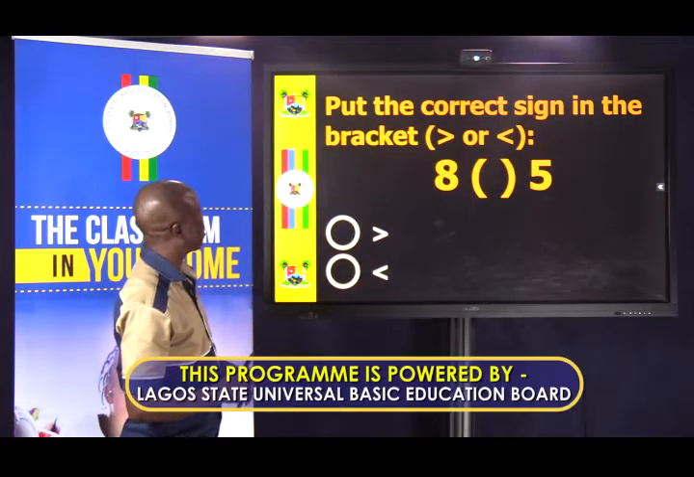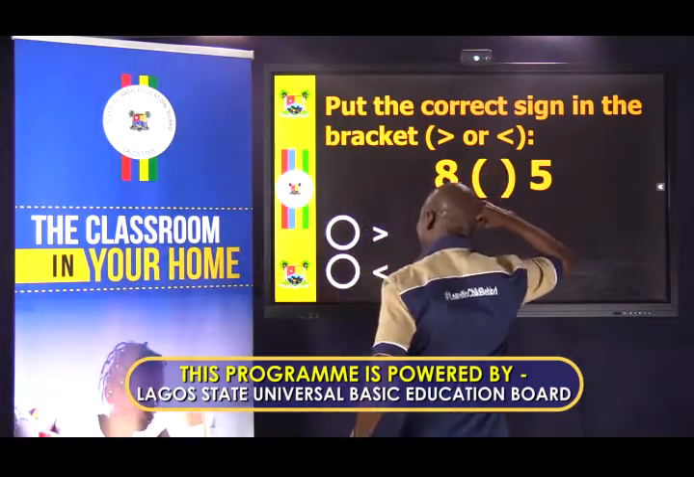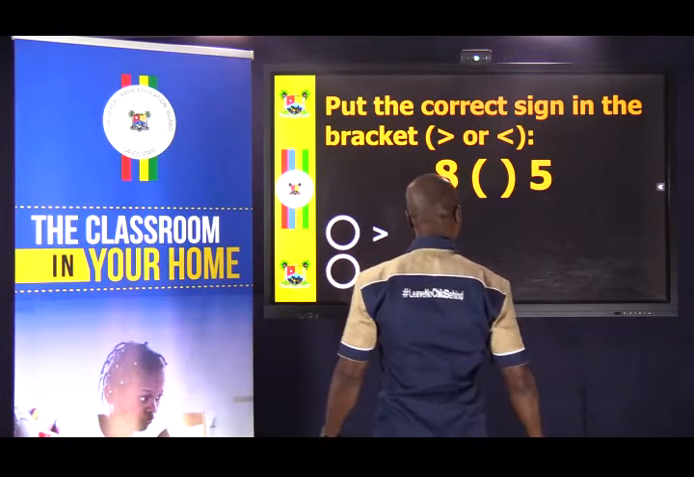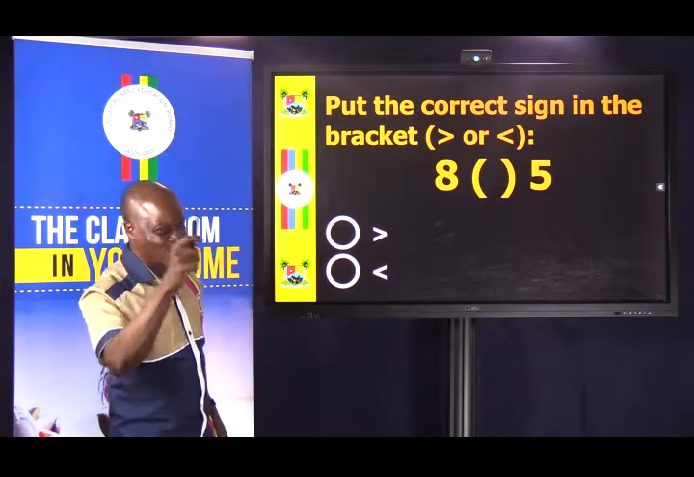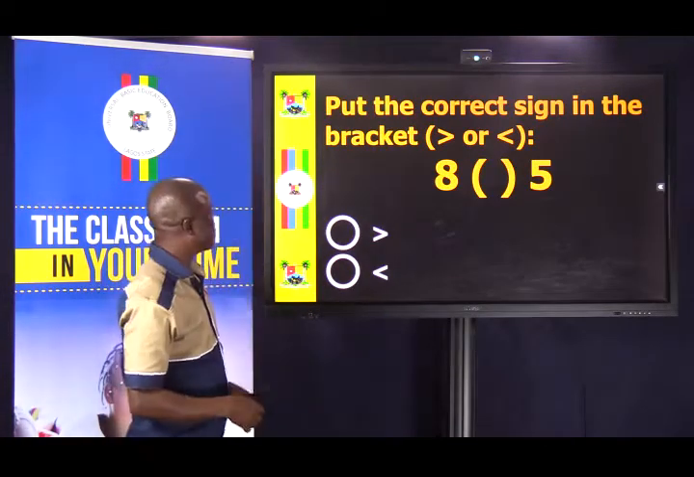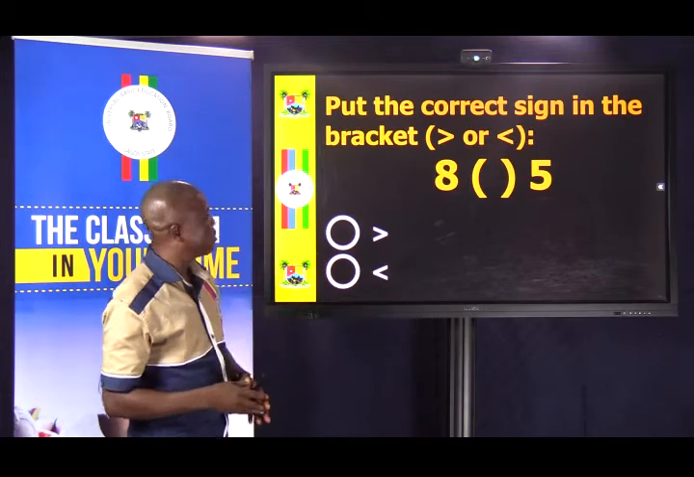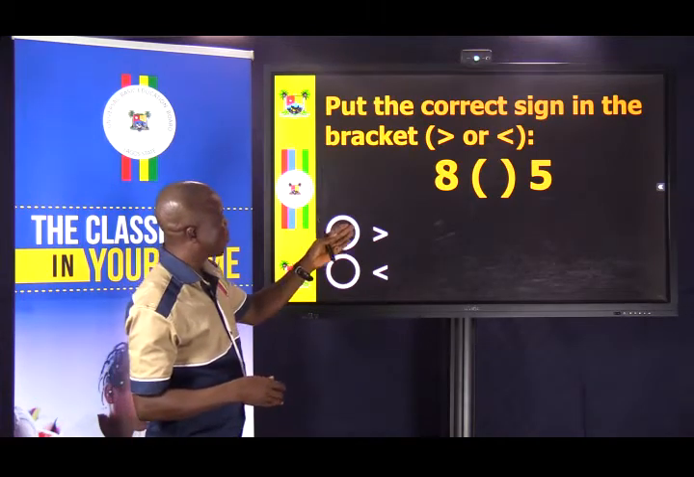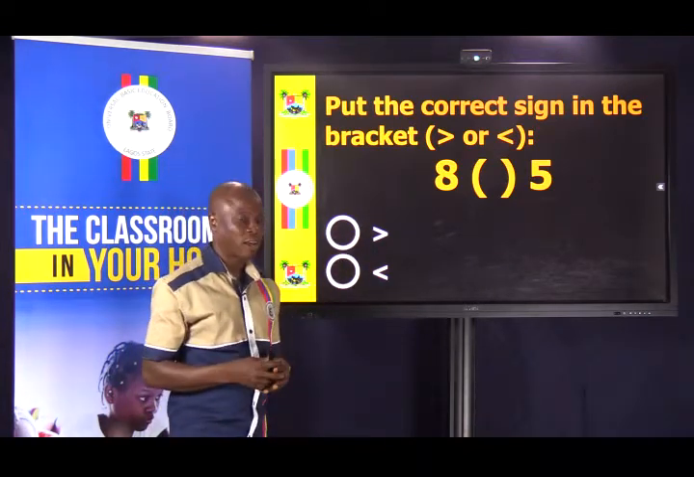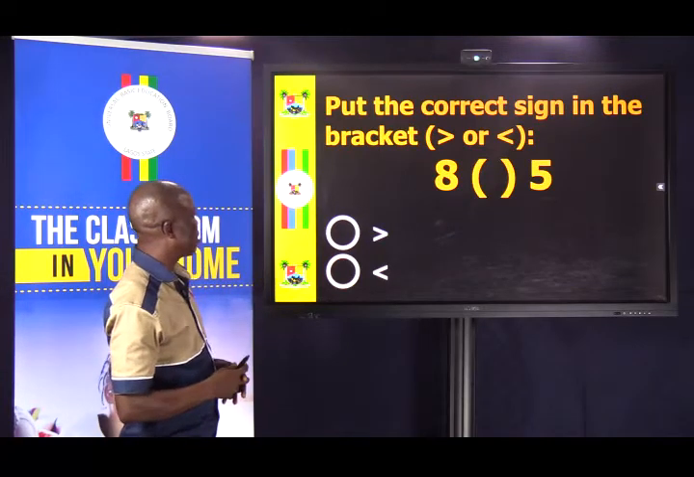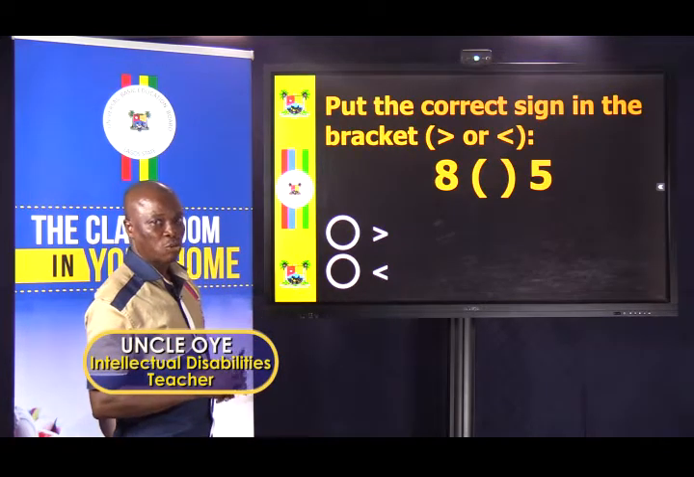Put the correct sign in the bracket. Oh, you remember this topic? My right hand is greater than, my left hand is less than. You remember now? You are laughing. That is good. Very interesting topic. Now you have to pick the correct sign here, either greater than or less than. We have the number 8 and 5. What are you going to put in the bracket? Is 8 greater than 5 or 8 less than 5? I'm waiting for you to pick your answer.